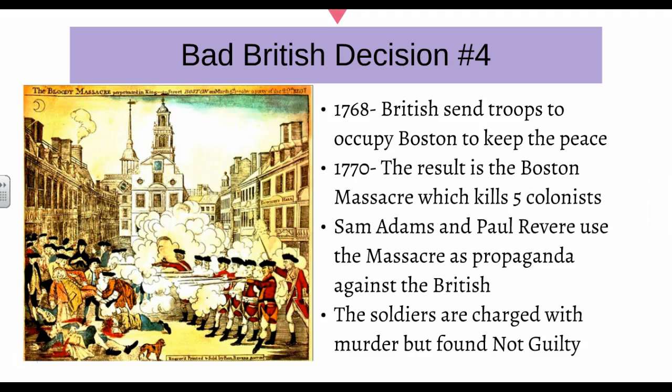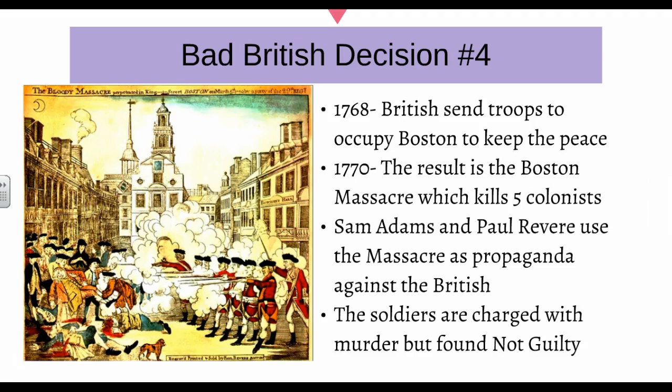And eventually one of the British soldiers gets hit in the face with one of these oyster shells and falls down. And when he falls down, his gun accidentally discharges. The other soldiers believe that he has fired into the crowd, and some more firing happens, and eventually 5 colonists are killed in what becomes known as the Boston Massacre.